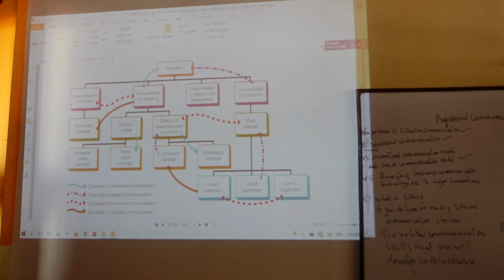The arrows show horizontal communication, vertical communication, and diagonal communication. Horizontal communication happens at the same level. Vertical happens up and down, down and up. And diagonal may happen from higher to lower or lower to higher.